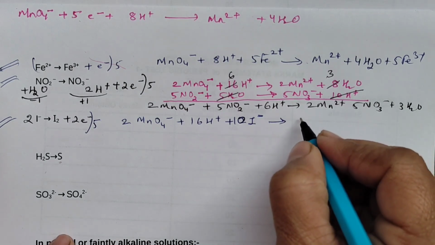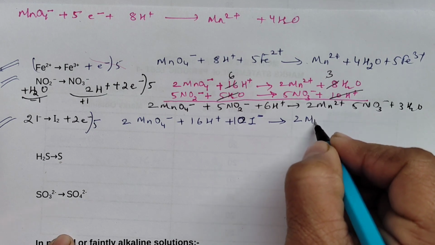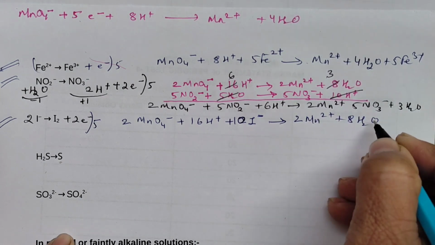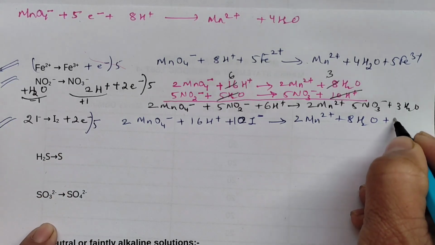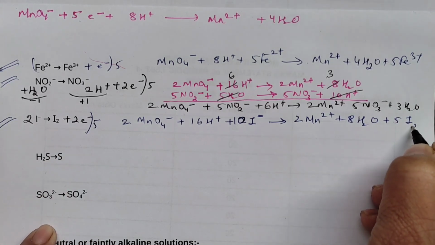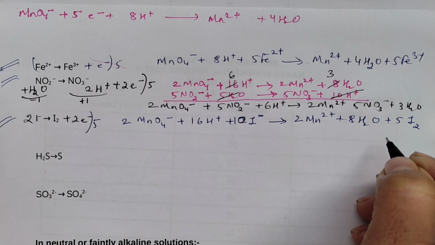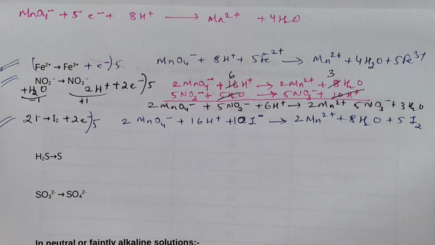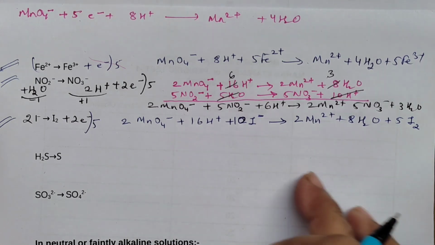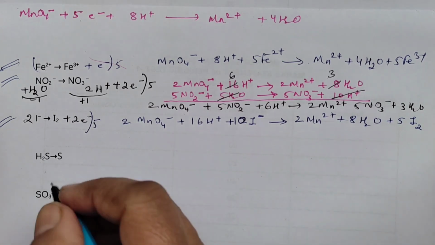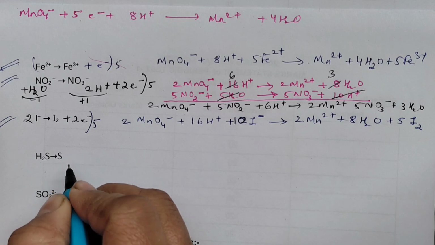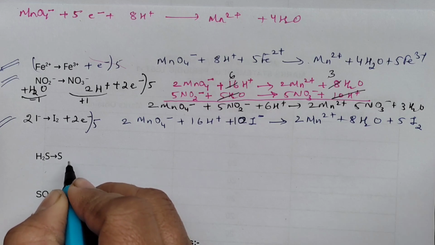The first equation with the 2 Mn2+, plus you have 8 H2O, and this as such I have to copy down: 5 I2. That's it, because there was nothing else to be cancelled. There is no H+ and no water to be cancelled, so I directly wrote it. This one: the equation balancing, other than O and H, there is nothing.